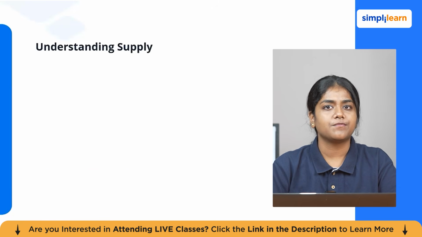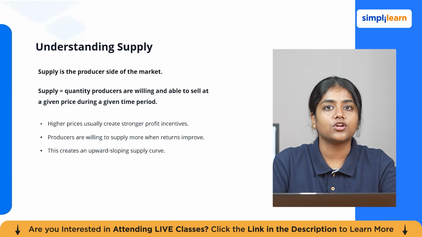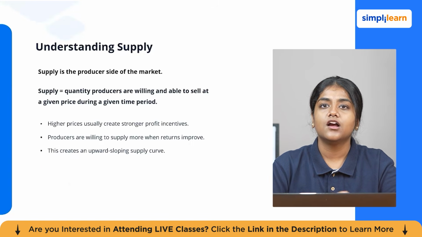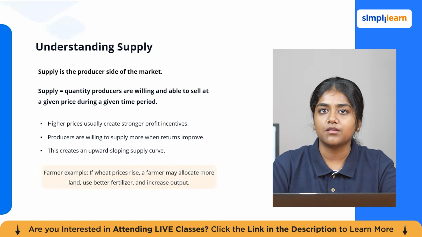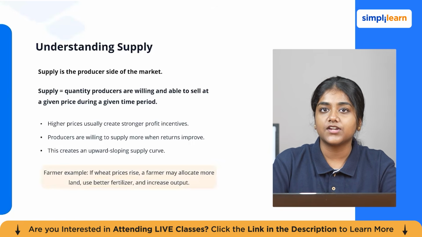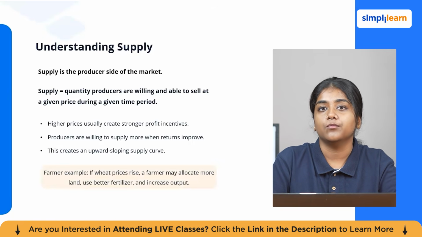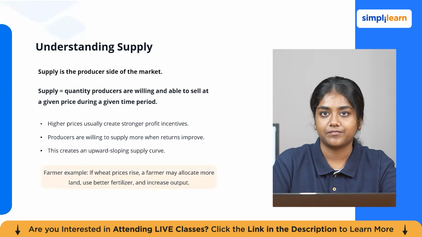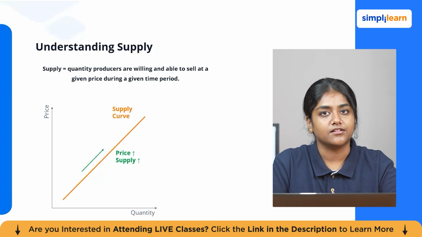So supply works from the producer's side. It refers to the quantity of a good or service that producers are willing and able to sell at a given price during a given time period. So the law of supply is essentially the mirror image of the law of demand. As price rises, producers are willing to supply more because higher prices typically mean higher potential profit per unit. This gives us an upward-sloping supply curve.